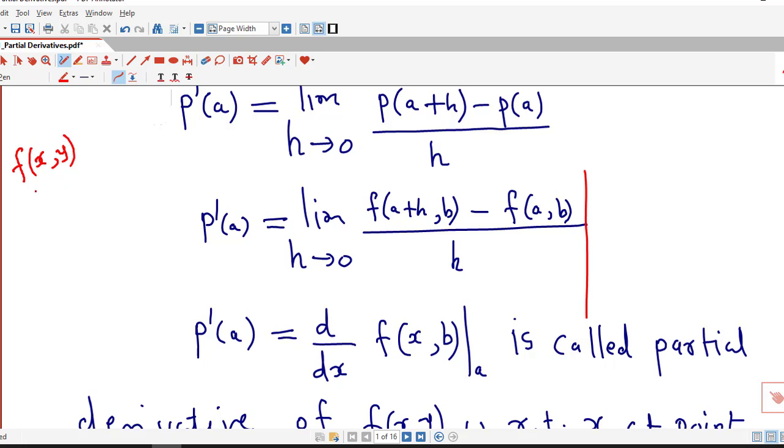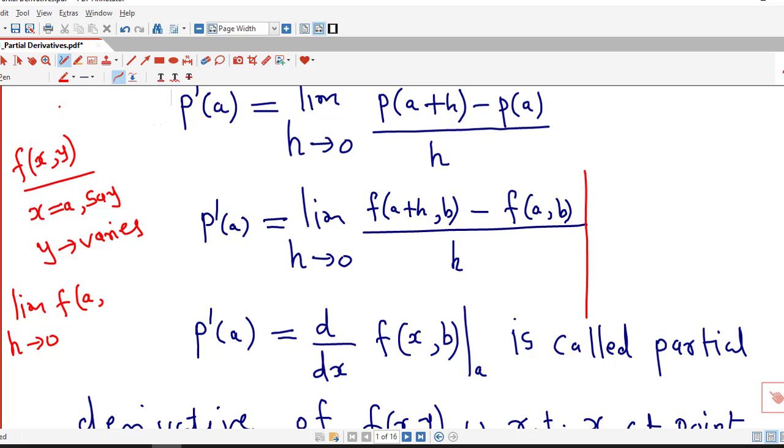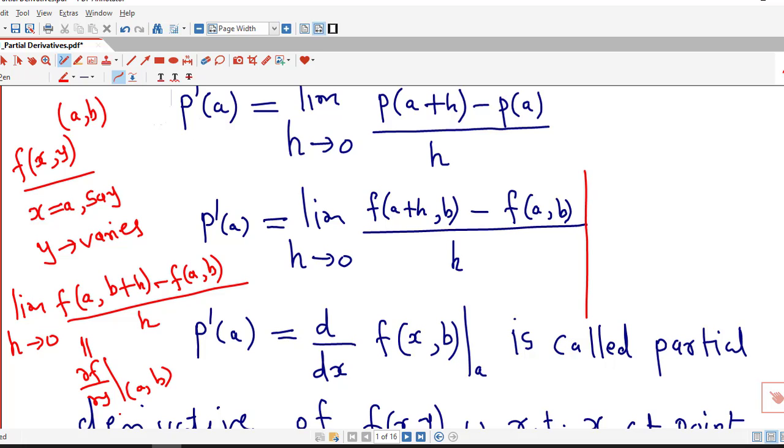If we want to define the partial derivative of this function with respect to y, we consider x as constant, say x equal to a, and we assume that y varies. So in that case the definition will be limit h tending to 0. Now x becomes fixed at a, and we are interested in the derivative at point b. So here we write f(a, b plus h) minus f(a, b) divided by h. This is nothing but the partial derivative of function f with respect to y at point (a, b).